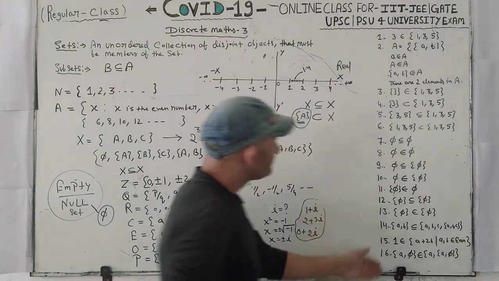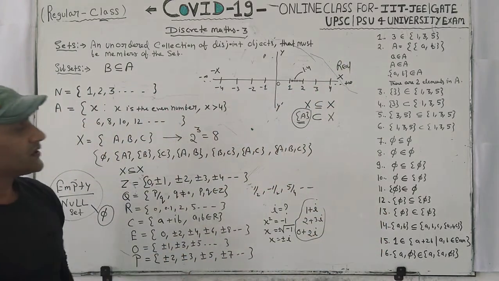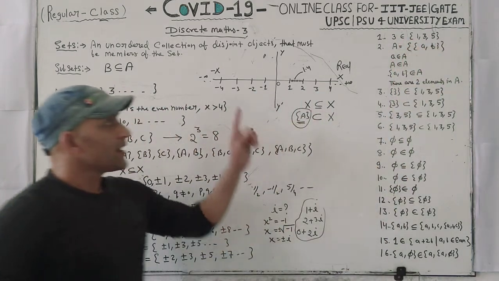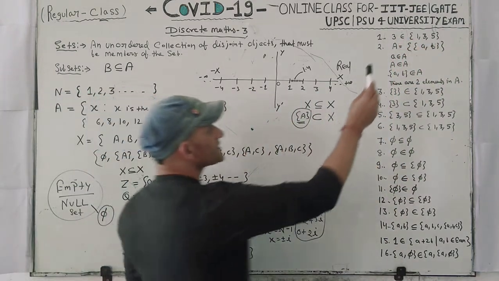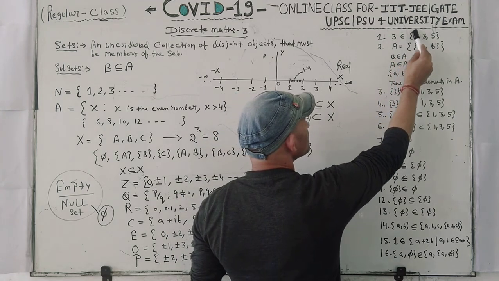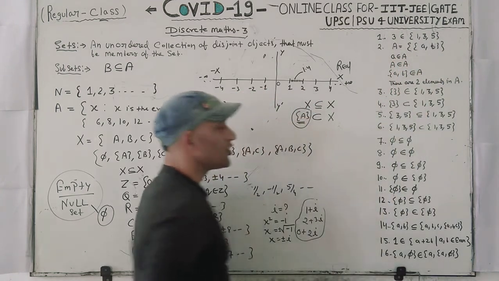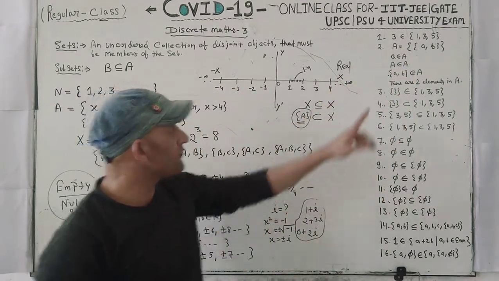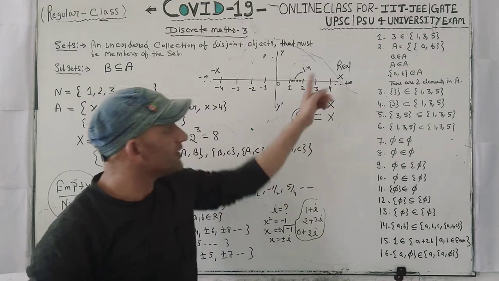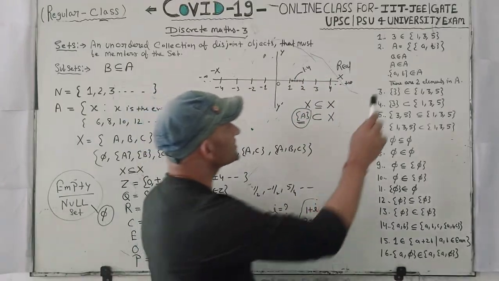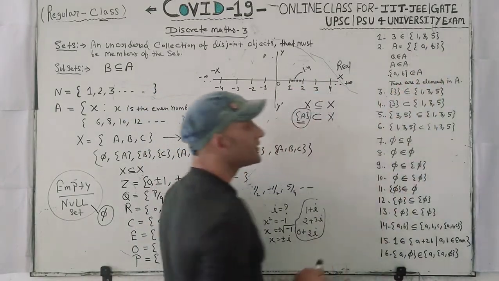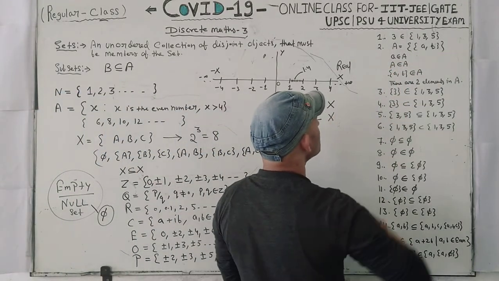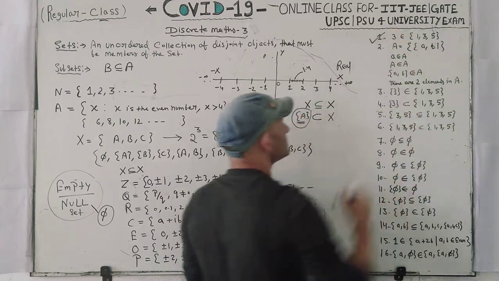Now here the first question is: 3 belongs to this set. In the first question, he is asking whether 3 belongs to the set {1, 3, 5}. You have a set with a total of 3 elements, 1, 3 and 5, and he is asking whether 3 belongs or not. You can see that 3 is inside this set. It means that 3 belongs to {1, 3, 5}. So that is the correct answer.